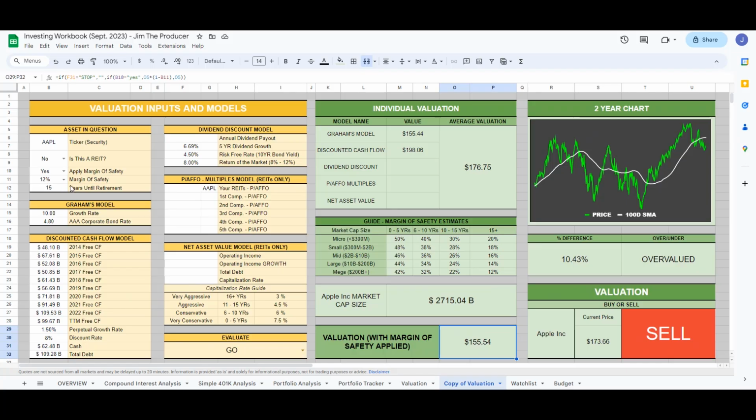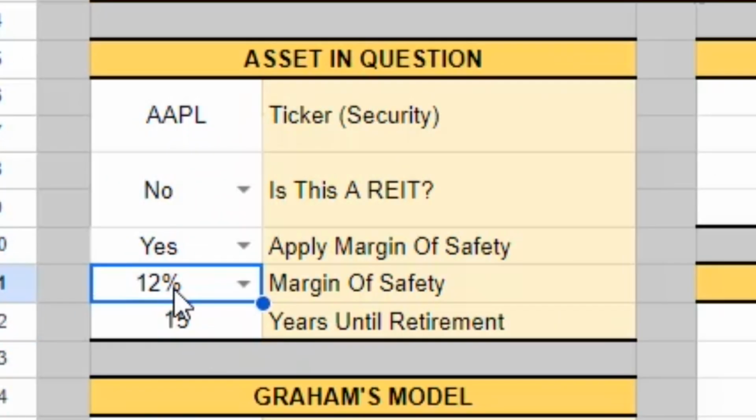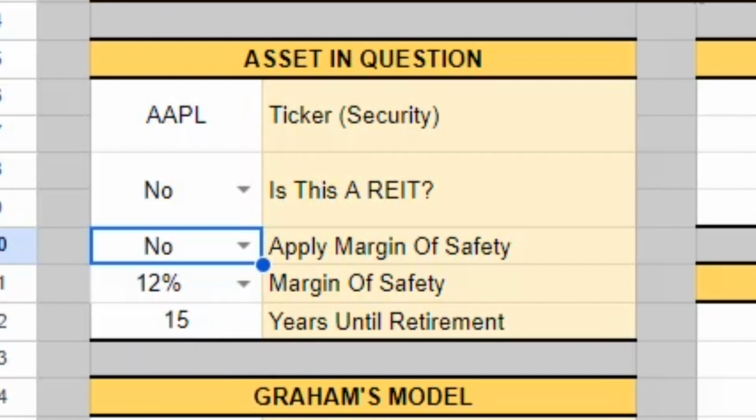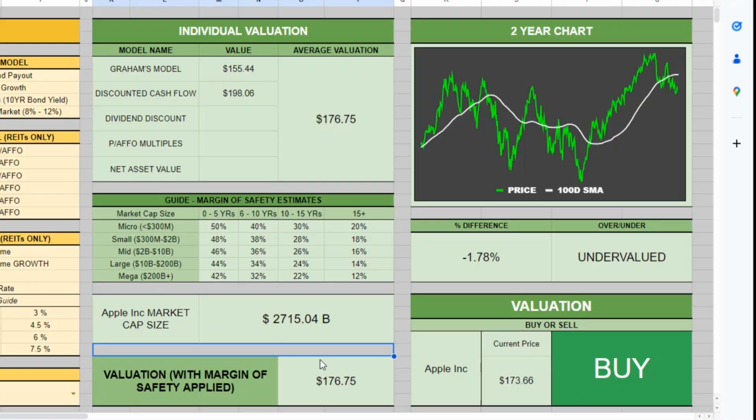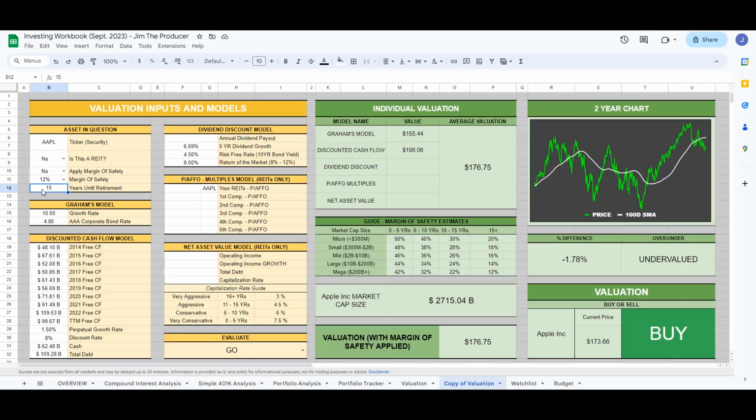And with a 12% margin of safety applied, we reach an intrinsic value of $155 for Apple. So depending on your time till retirement, let's say you're 30 years out and you do not want to apply a margin of safety, it would be a safe bet that you are going to make a ton of money in Apple if you don't apply a margin of safety. And if you invested in Apple at $176 right now, it hits your buy point, you're going to make money over the course of the next 30 years with the current projected growth rate.